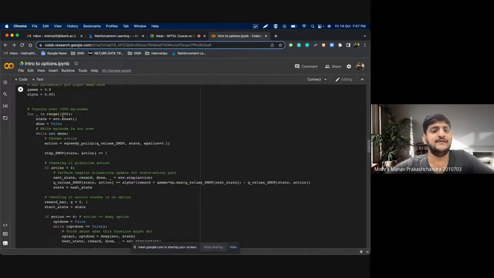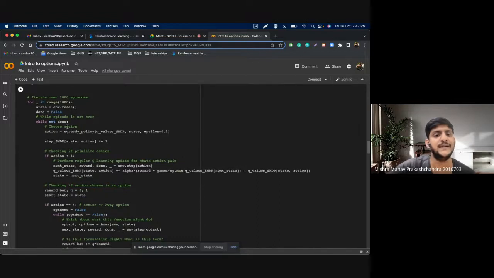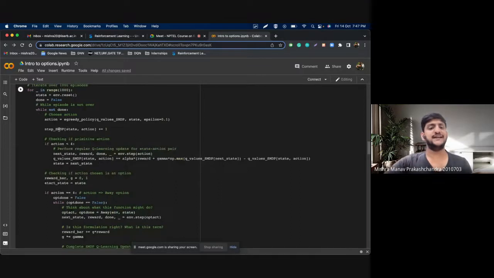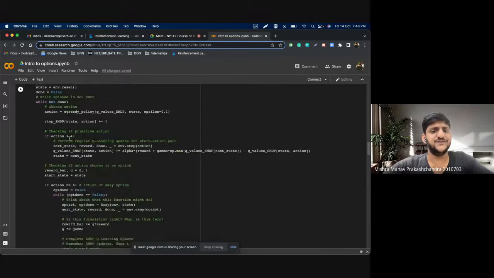I do env.reset, which gives my initial state. My done is false. While the episode is not over, I choose an action in an epsilon greedy fashion. Whatever state action pair I encounter, I update the step count, which takes note of the frequency with which I visit that particular state. Then I check if it's a primitive action. If the action is less than 4, so 0, 1, 2, 3, I perform my regular Q learning update for the state action pair, using env.step with the action.